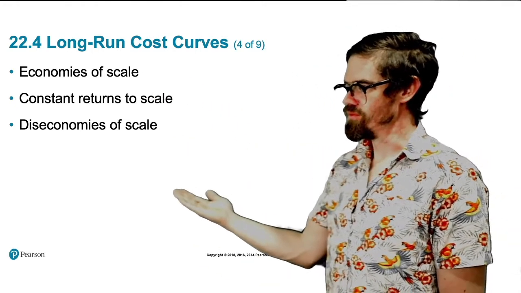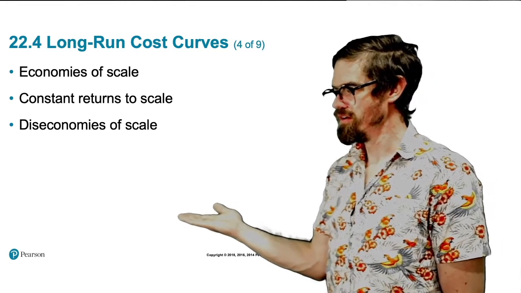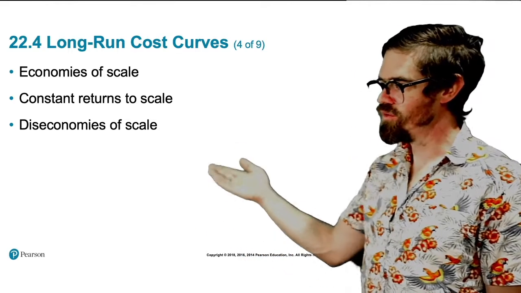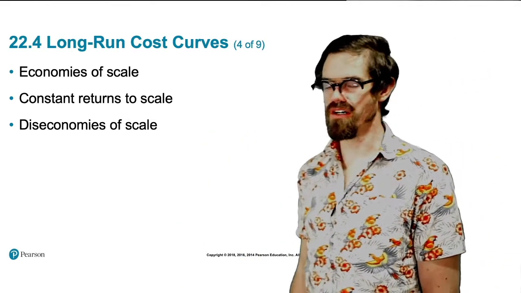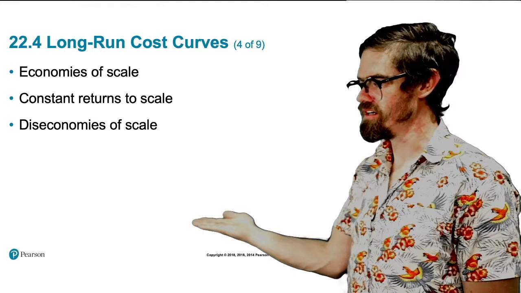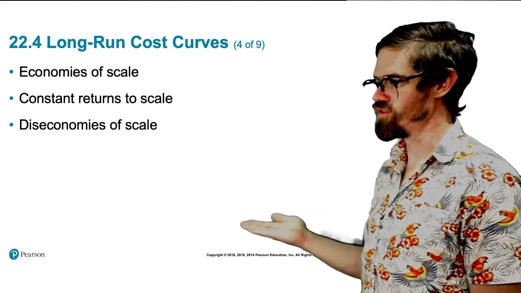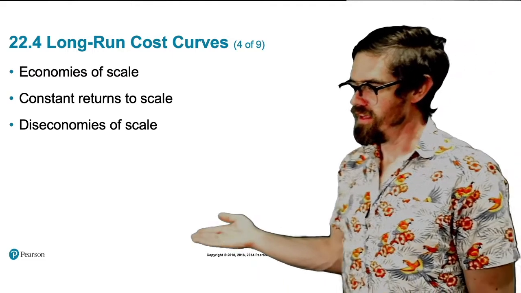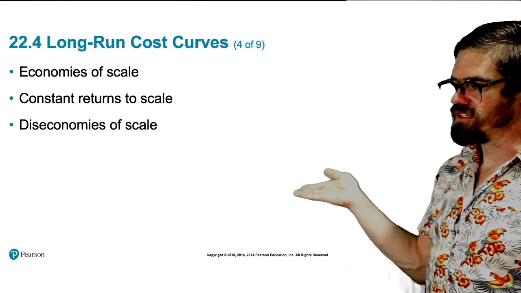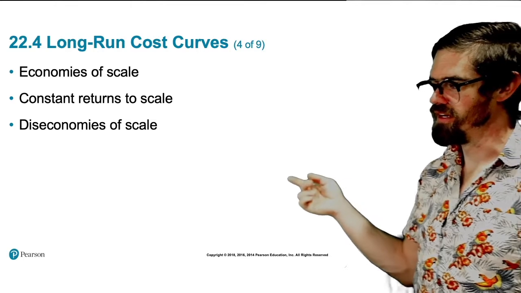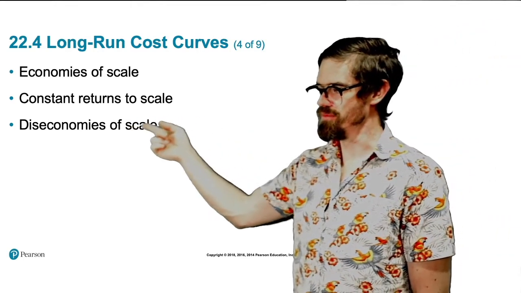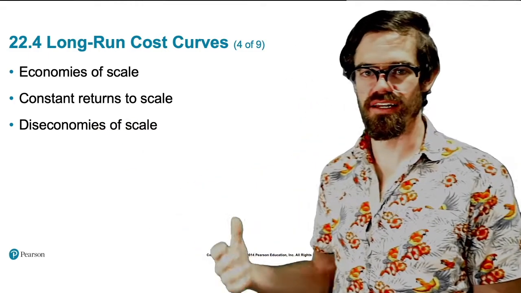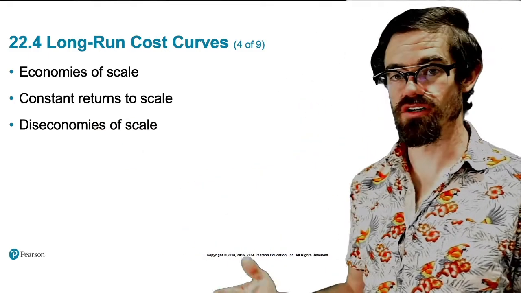Then there's the part right at the minimum, or if it's flat at the bottom, it also means the flat part, where we refer to this part as constant returns to scale, and that's because costs are not changing as the firm gets bigger, if it's flat or if it's at its minimum. And then there's the part of the long-run average cost curve that's going up, and we refer to that as diseconomies of scale, because as the firm gets bigger, things get less economical, things get less efficient, costs start to go up.